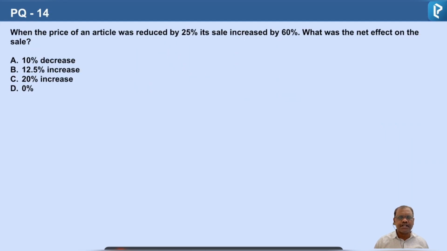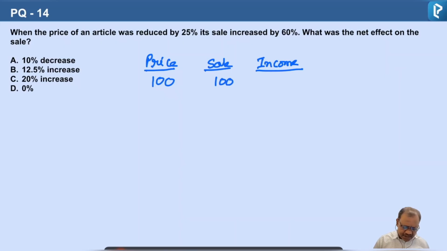Question number 14. When the price of an article was reduced by 25%, its sale increased by 60%. What was the net effect on the sale? First of all, we have the price of an article, sale, and then income. Let us assume the price as 100, sale also as 100. So income will be 100 into 100, that is 10,000.